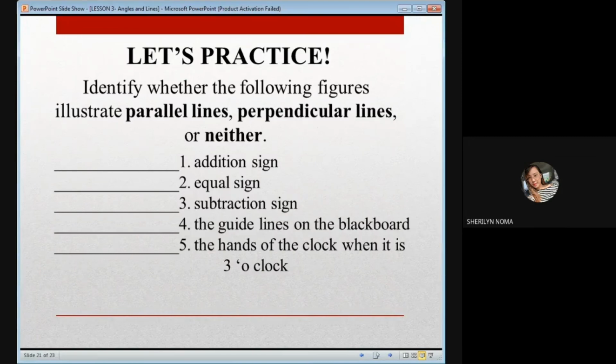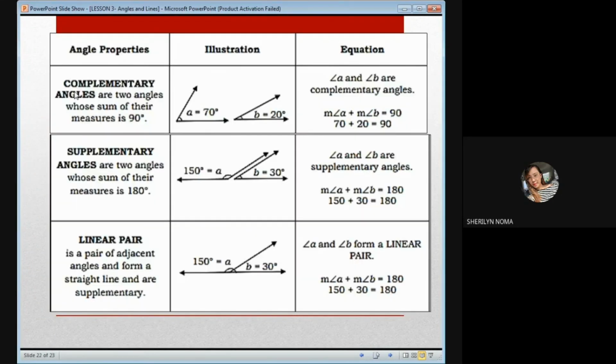Number 4, the guidelines on the blackboard. Yes, that is parallel lines. Okay, number 5, last. The hands of the clock when it is 3 o'clock. Yung number 5 po is neither. Ito, parang summary lang ng lahat.